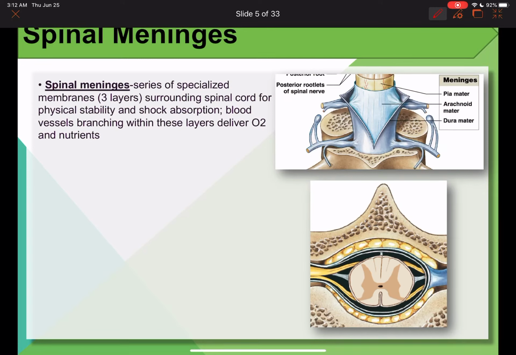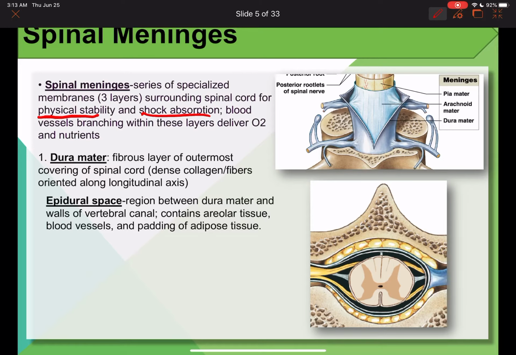All right, and just as we had 3 cranial meningeal layers in chapter 14 when we talked about the brain, we also have 3 spinal meninges for this chapter 13 about the spinal cord. And they also serve the very same purpose as those in the brain, for physical stability and also shock absorption. Remember, I talked about this being analogous to seatbelts in a car, okay? And there are still blood vessels that go through these layers to deliver oxygen and nutrients to these cells, just like your cranial meninges. Okay, so let's start by talking about the most outer layer called the dura mater, just like the brain.